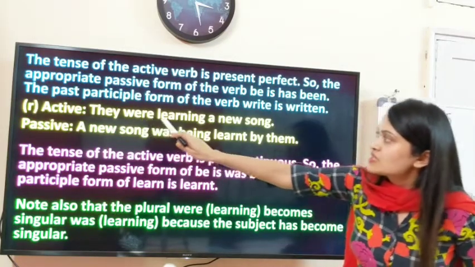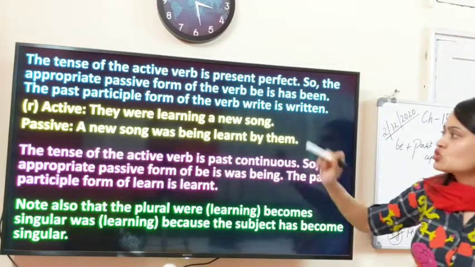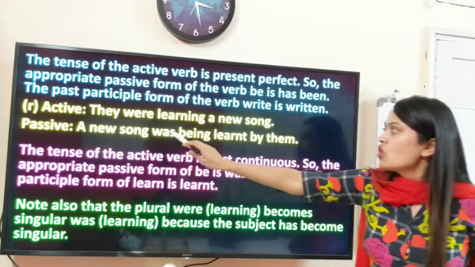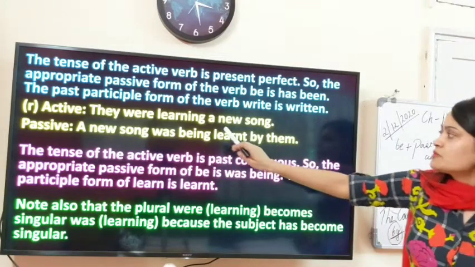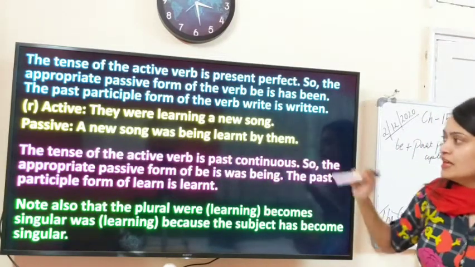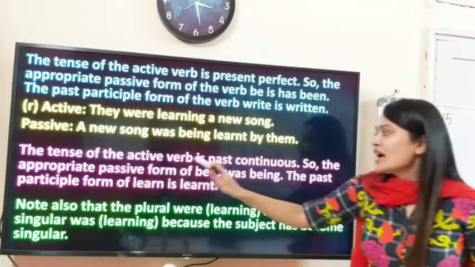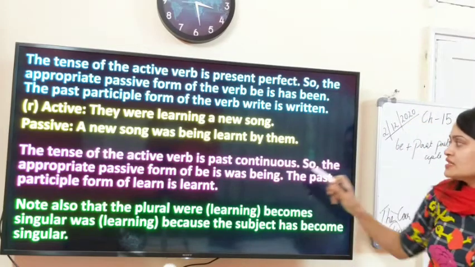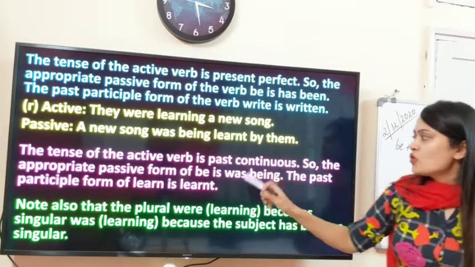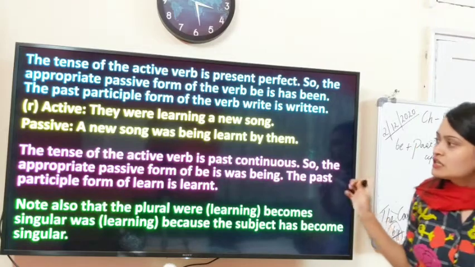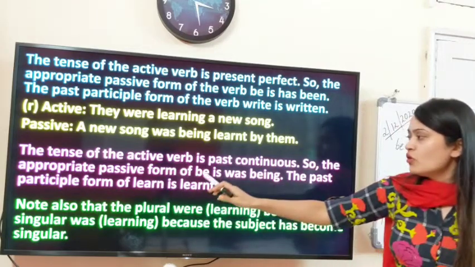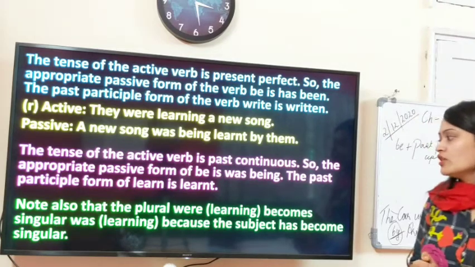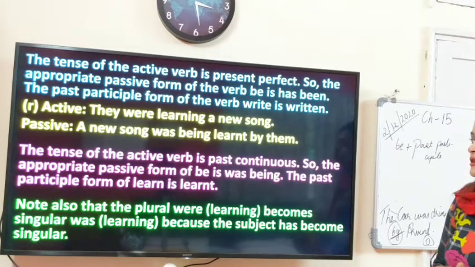Okay, active sentence, they were learning a new song. So again we will be taking the be, a new song was, and the past participle being learnt by them. Okay, the tense of the active verb is past continuous. Over here this is a past continuous sentence. So, the appropriate passive form of be is was being. The past participle form of learn is learned. Note also that the plural word learning becomes singular.